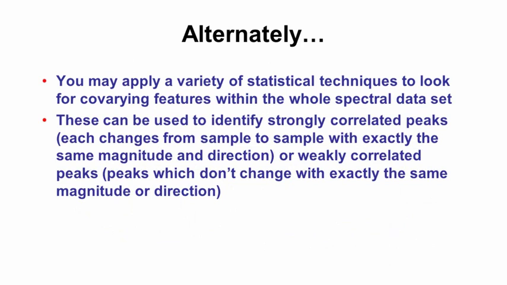There's another thing you can do beyond simply looking at that principal component analysis. We can use statistical techniques to look for covariance within the whole spectral data set, so not differentiating between group A and group B, or red and blue. In some cases, we can use this approach to identify highly correlated, very strongly correlated peaks that change from sample to sample with exactly the same magnitude and exactly in the same direction. Or we can look for weakly correlated peaks, which may not necessarily change in exactly the same magnitude or direction.